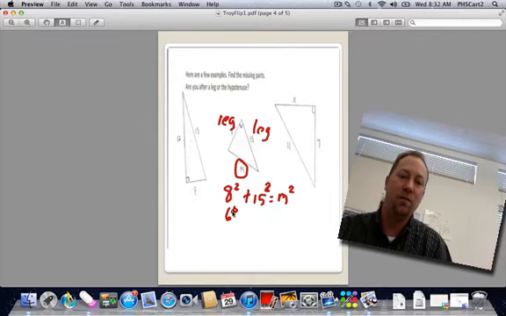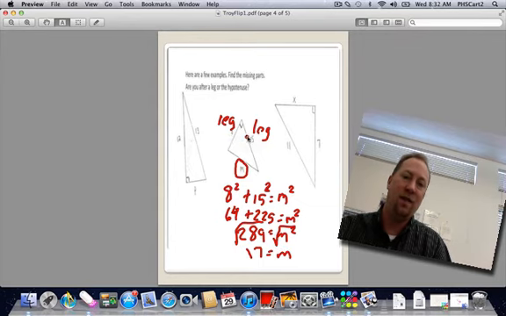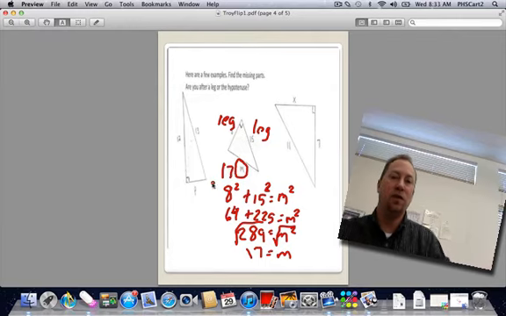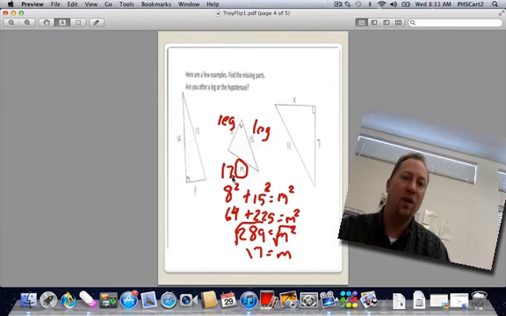We have 64 plus 225 equals m squared. That's 289 equals m squared. And same story, when we have to undo something squared, we're going to take the square root. So we have 17 equals m. Okay. Again, hypotenuse, if I have legs of 8 and 15, my hypotenuse should be greater than both of those. Okay? So that's another example of using the Pythagorean theorem to find a part there.